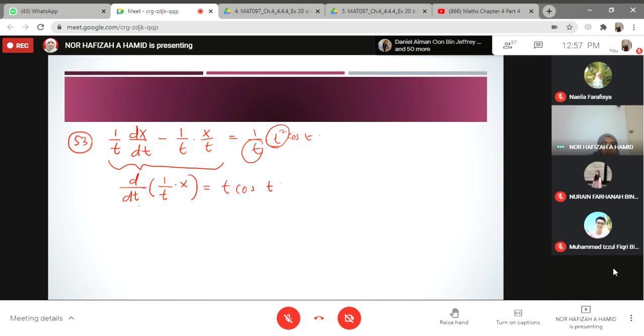Okay, so nak integrate so you nak integrate both side. Okay, so ni consider as step 4 ni. So you ada step 4. Okay, so you will have x over t equal to t cos t. You need to solve using by part. So u dia is t and du over dt is 1, and you have dv is cos t and v is equal to sin t.